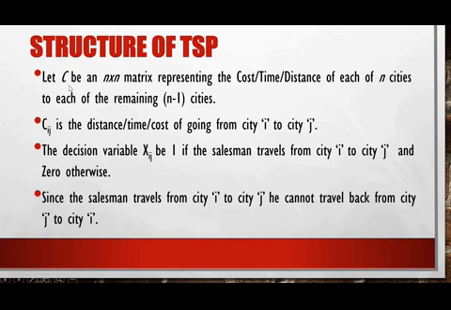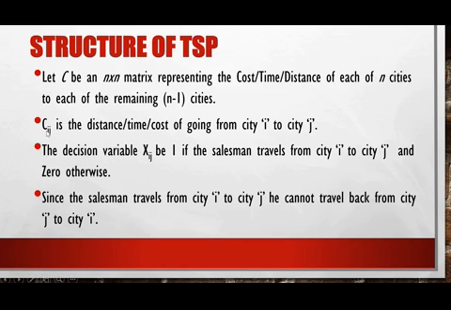So like in AP, here also we have an n cross n matrix, that is a square matrix. We denote this matrix by C. Let C be an n cross n matrix representing the cost, or the time, or the distance for each of the n cities to each of the remaining n minus 1 cities. Why remaining n minus 1 cities? Because self loop will always be infinity. Out of the n destinations, one destination is avoided to us. Remaining n minus 1 cities, we will have a distance, or a cost, or a time for it.